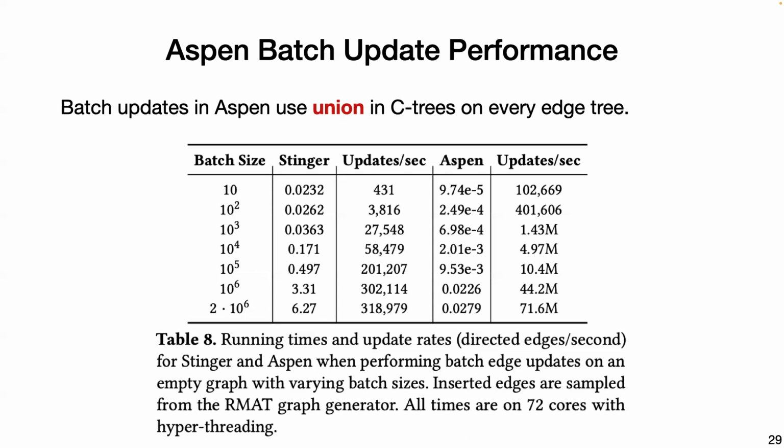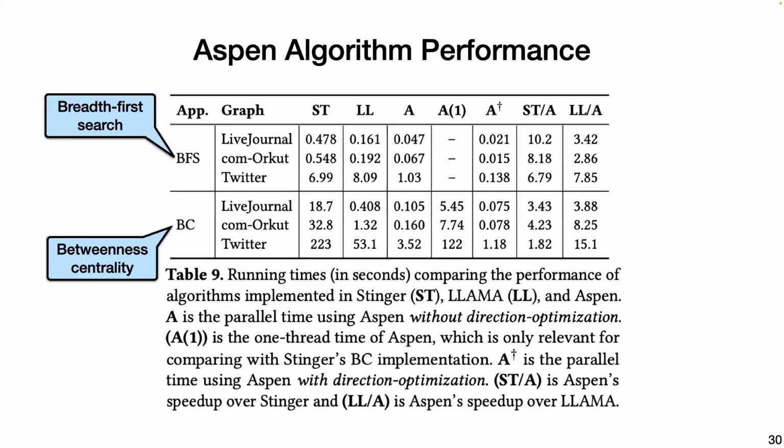And yeah, so they evaluated batch updates, and then they also evaluate several algorithms. Here they just did two as an example. This is breadth first search, and this is betweenness centrality, which is another graph algorithm. And the graphs are here: LiveJournal, ORCID, and Twitter. These are commonly used experimental graphs.